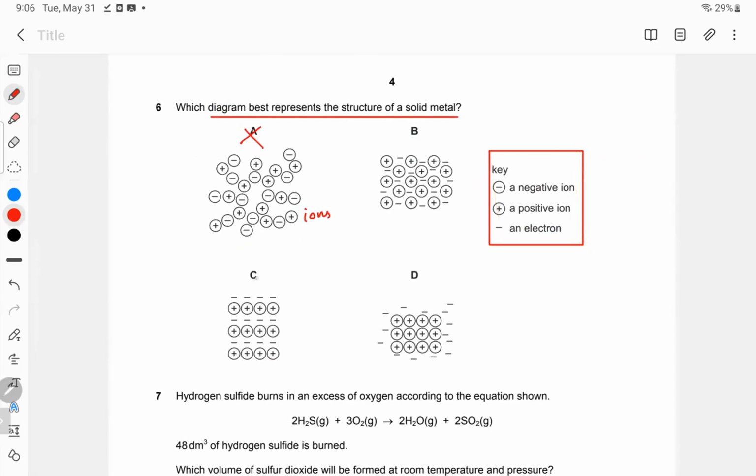And C also goes wrong because there are spaces between the cations. D also goes wrong, because the cations are not surrounded by the electrons. So we are left with B. So B is our correct answer.